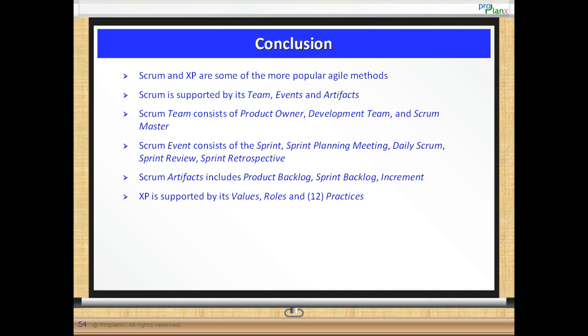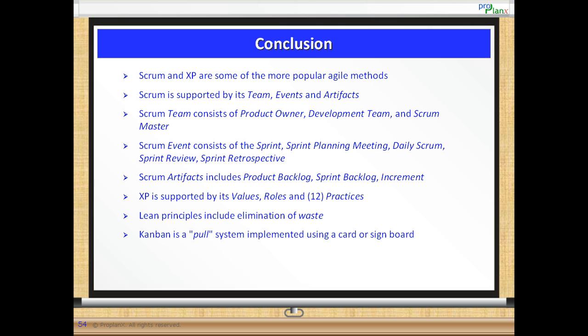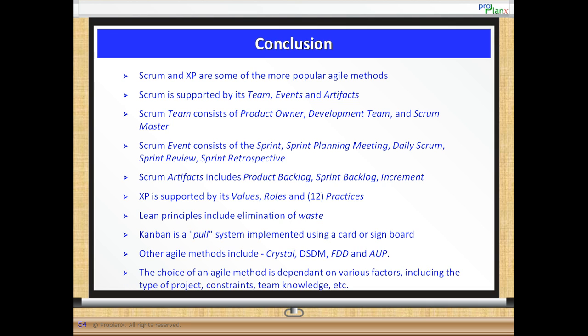XP, or extreme programming, on the other hand, is supported by its 5 values, 3 roles, and 12 practices. Lean principles include elimination of waste. Kanban is a pull system implemented using a card or sign board. Other Agile methods include Crystal, DSDM, FDD, and AUP. The choice of an Agile method is dependent on various factors including the type of project, constraints, team knowledge, etc.